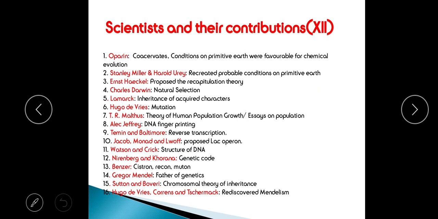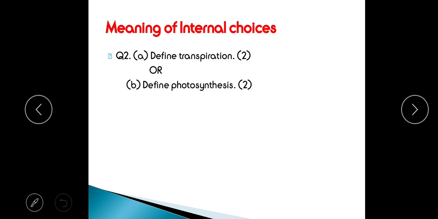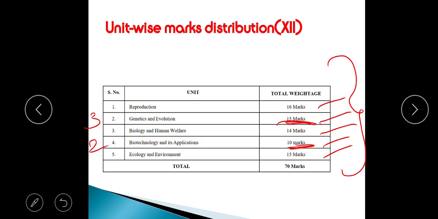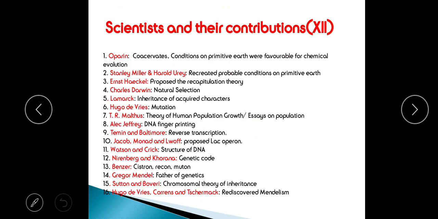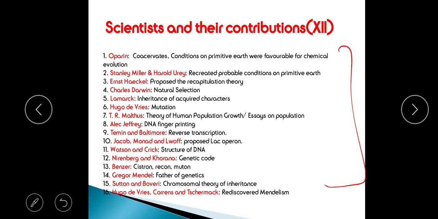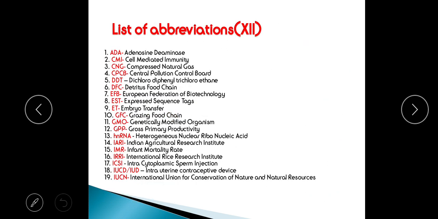Now this is the list of scientists and contributions. Like here in the question paper, they have mentioned significant contributions of scientists. These 4 marks are fully going to come from these lists. These 4 marks won't be from any random names, but only from the list that has been specified by the council. This is the list from the council itself, and this is the list of abbreviations which can also come in the examination. Again, this is specified by the council only.